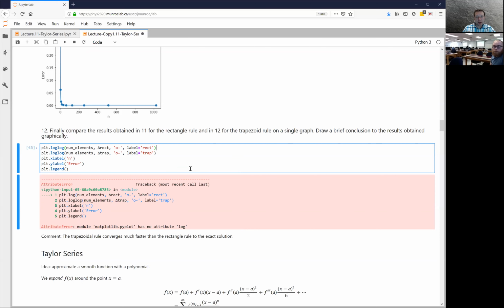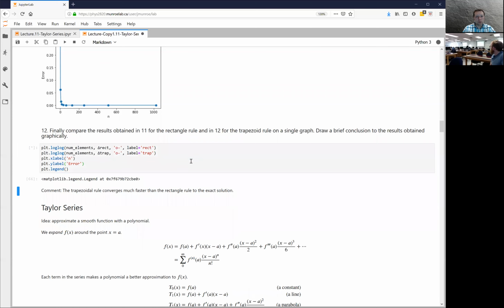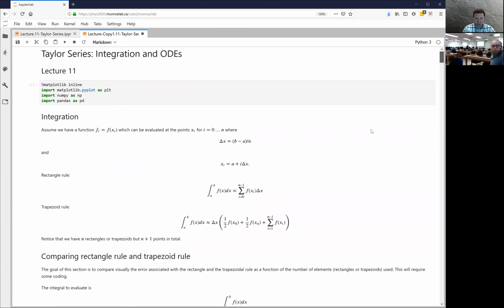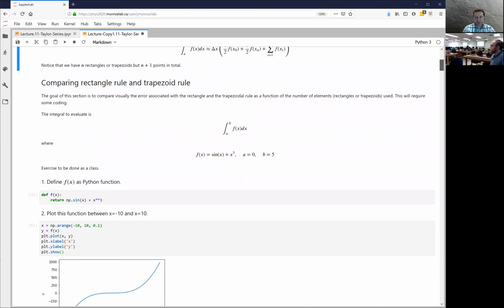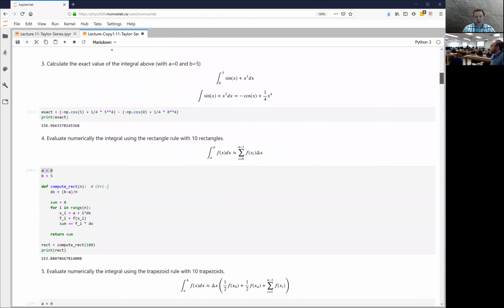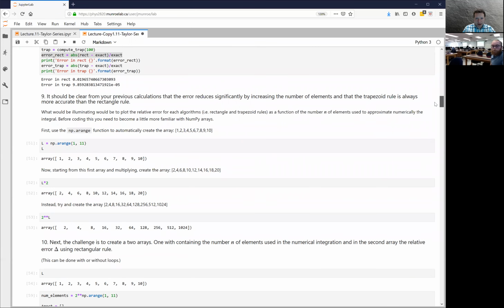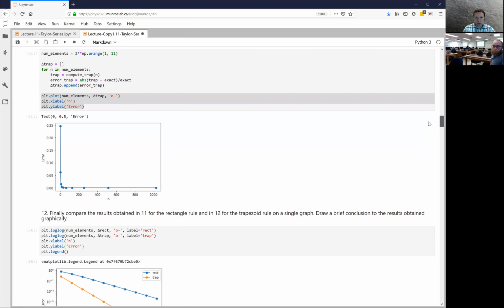Any other comments about how to do these kind of plots or make these kind of things? And the point is, we started from an algorithm. So using this one bit of algorithm, we are able to start with any function and explore how well the method works. That is the rectangular rule or the trapezoid rule.